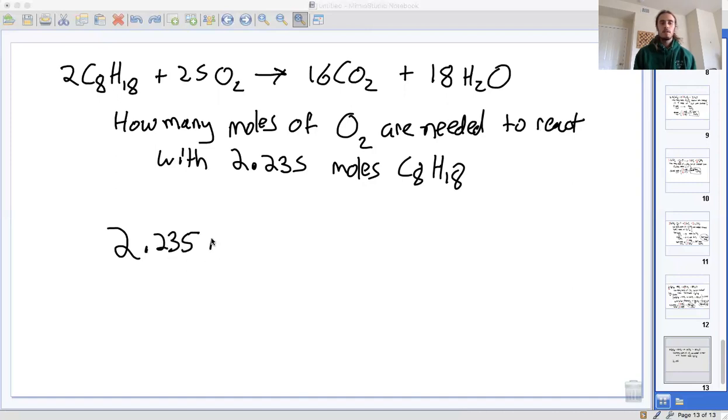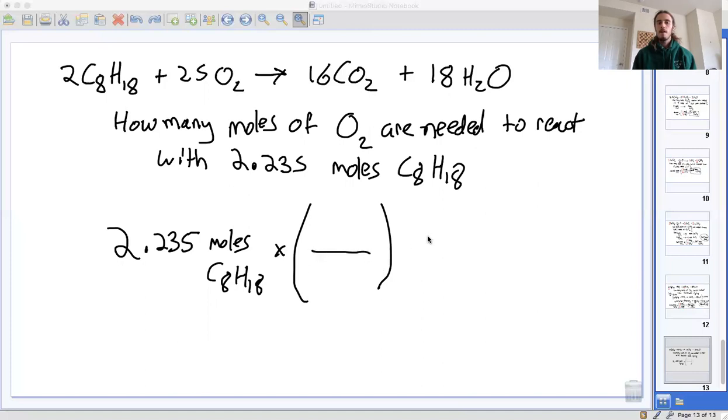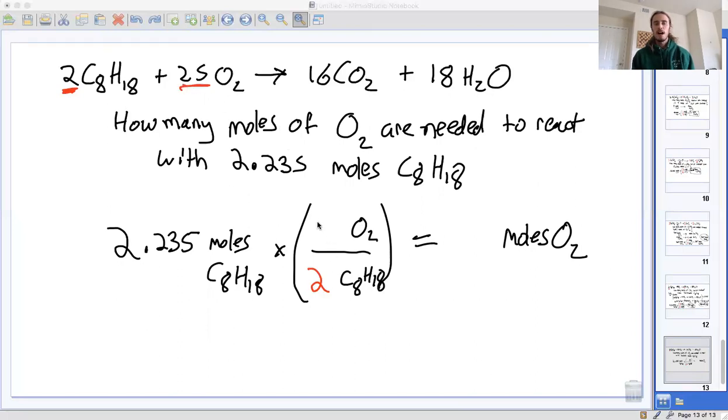2.235 moles of octane, we're converting to moles of O2. So we need O2 on the top and octane on the bottom. And if you look at the coefficients in the equation, my coefficient for octane is 2. My coefficient for oxygen is 25. So we're going to take 2.235 and multiply by 25 over 2.